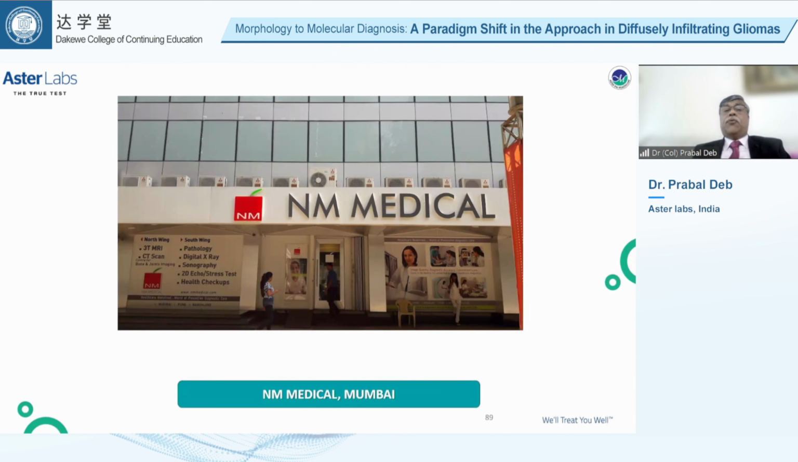This is again another center where I developed a digital pathology and molecular genomics center in Mumbai.